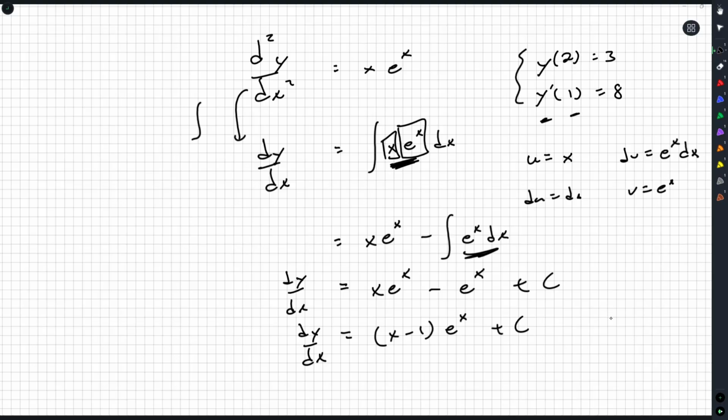So if we wanted to, we could stop and solve for this c right here. We don't have to. We could keep going, get y by integrating this, and you'll have a plus cx and a plus d, and then use both conditions to figure out the c and the d. But while we're here at the first derivative, why not? Let's use this, so we know y prime at 1 is 8. So if I plug in 1, I should get 8.